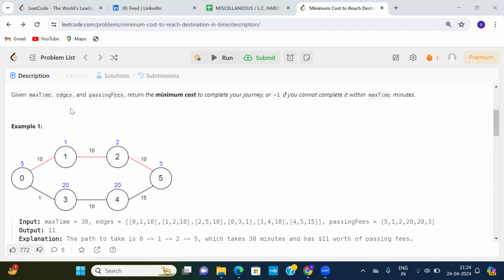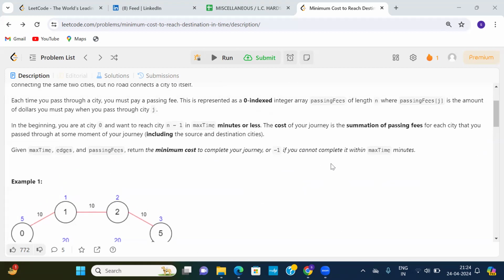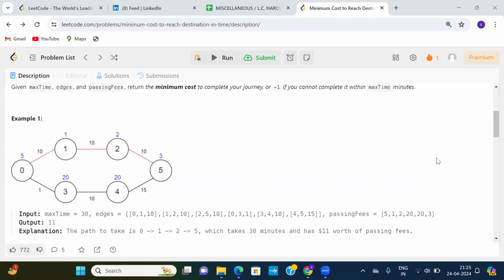We are given the max time such that our journey should not exceed it. We are given the edges. We are given the passing fees, which are associated with each and every node. So this is the thing. And the cost of the journey is the summation of the passing fees for each city that we pass through during our journey, including the source and the destination city.